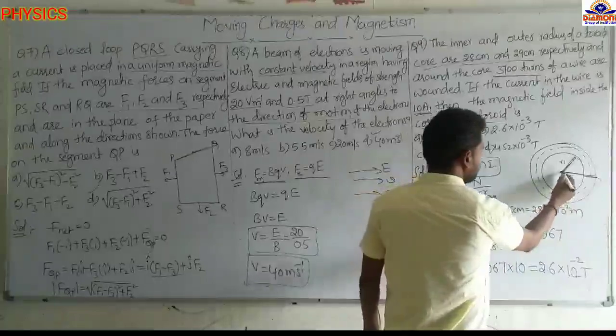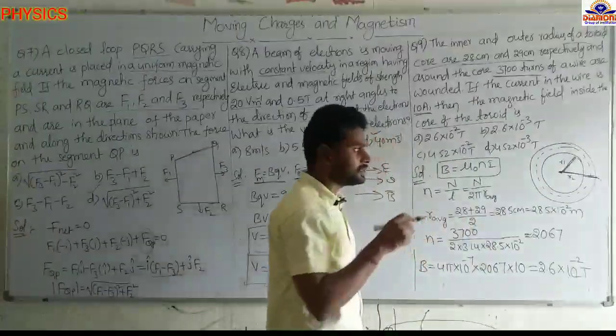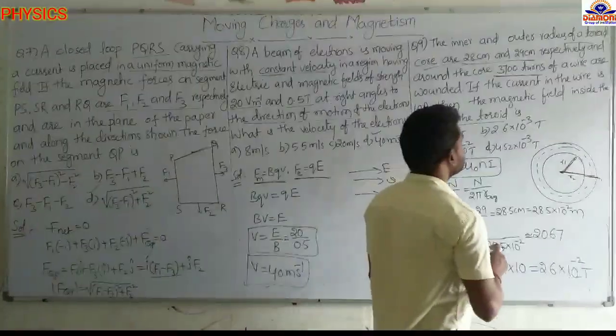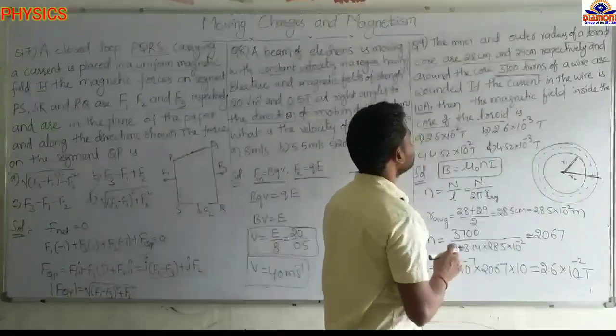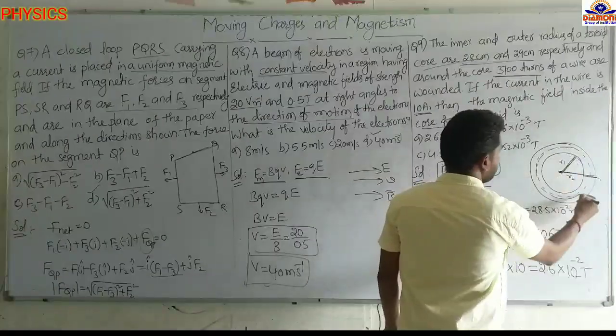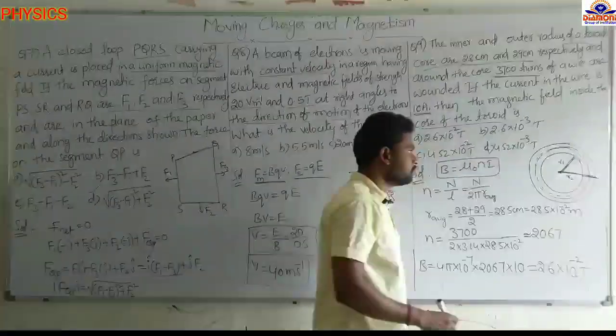At the center, the magnetic field due to the toroid is equal to 0, but they are not asking for the magnetic field at the center. They are asking for the magnetic field inside the core, on this side. This is what we have to find.